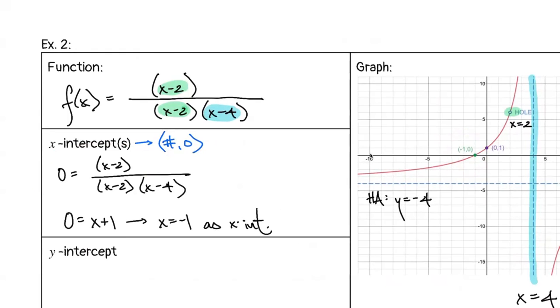Well, I have x minus 2 on the top, but you know what I don't have? An x plus 1. If I put in x plus 1 in that numerator, that's going to help me make the x-intercept at -1.